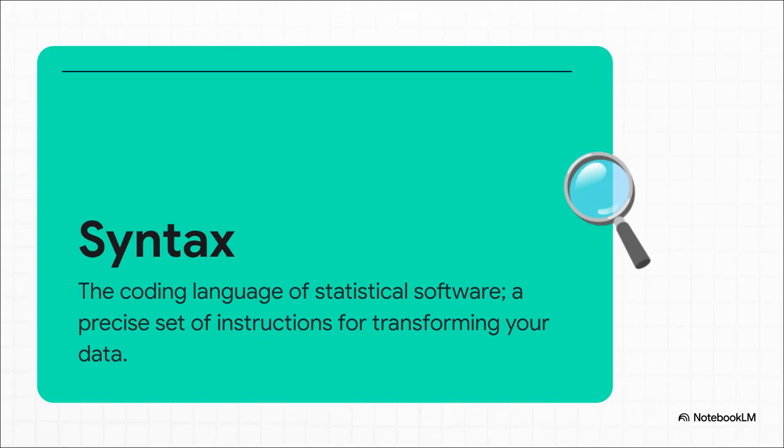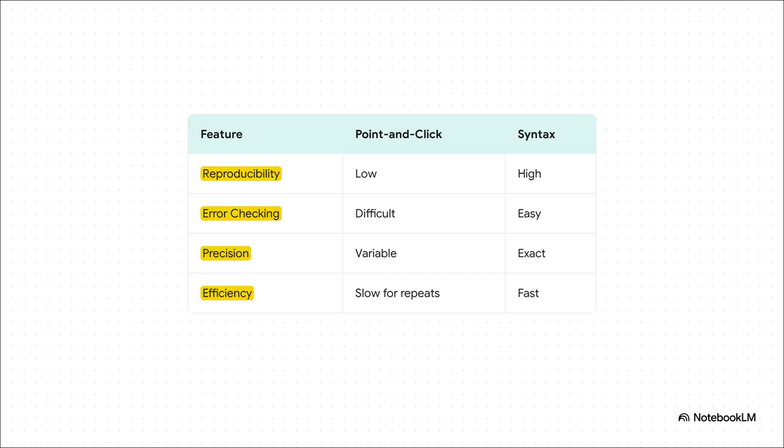So what even is syntax? Simply put, it's the code that's actually running behind the scenes when you click all those buttons. Think of it like a recipe for your data. It's a precise set of instructions that guarantees you get the exact same result every single time you run it. And when you put them side by side, the difference is just wow. Moving from pointing and clicking to using syntax means your work suddenly becomes highly reproducible, super easy to debug, and incredibly efficient, especially for repetitive tasks. It's a complete game changer for how you work.